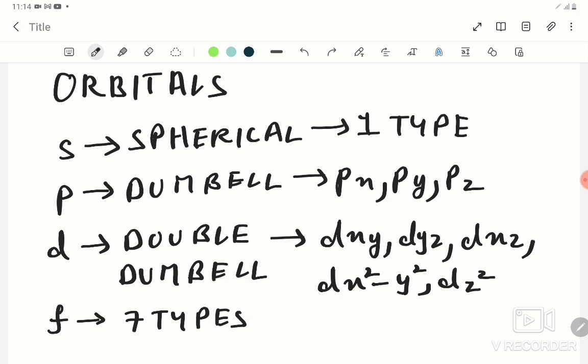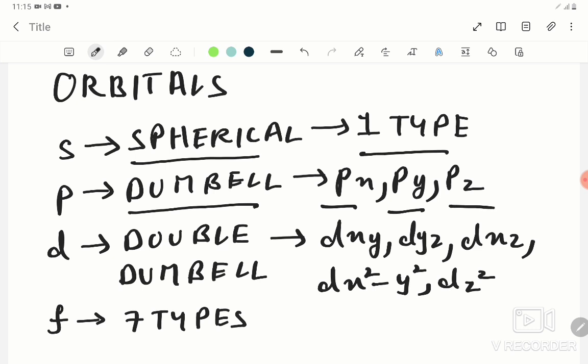Now guys, orbitals are of four types: S, P, D and F. People, S orbital is of spherical shape and it is of one type. P orbital is of dumbbell shape and it is of three types: Px, Py and Pz.